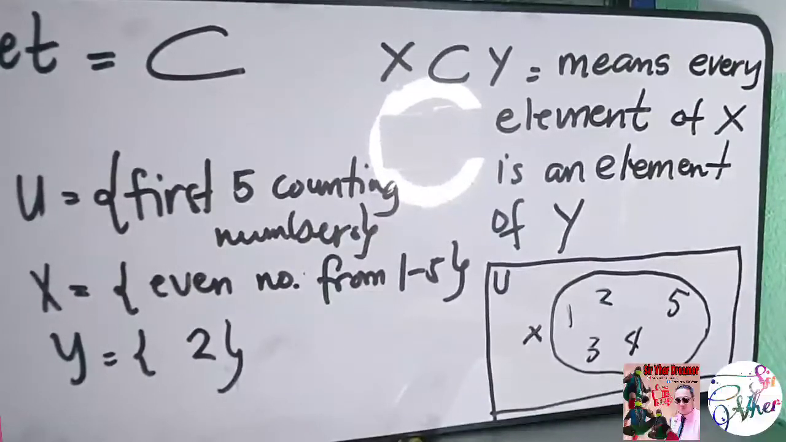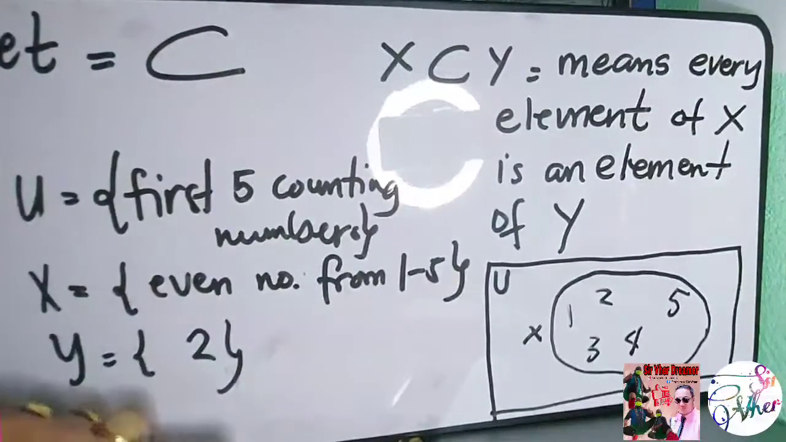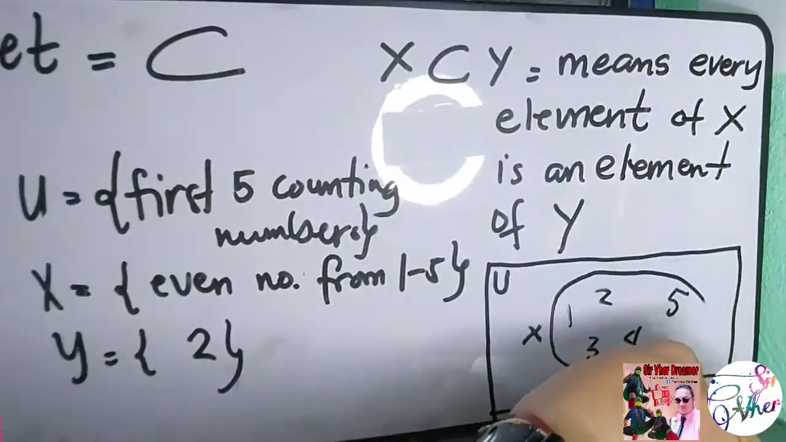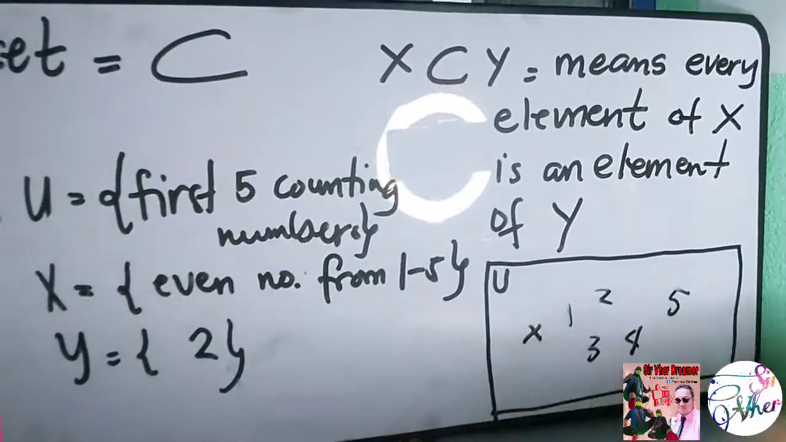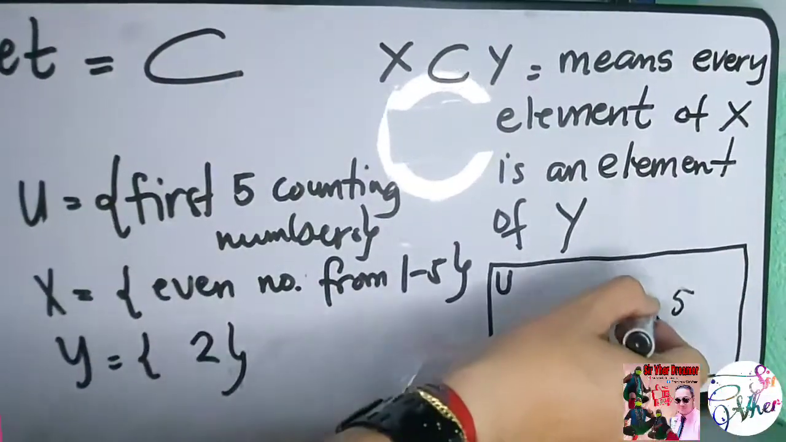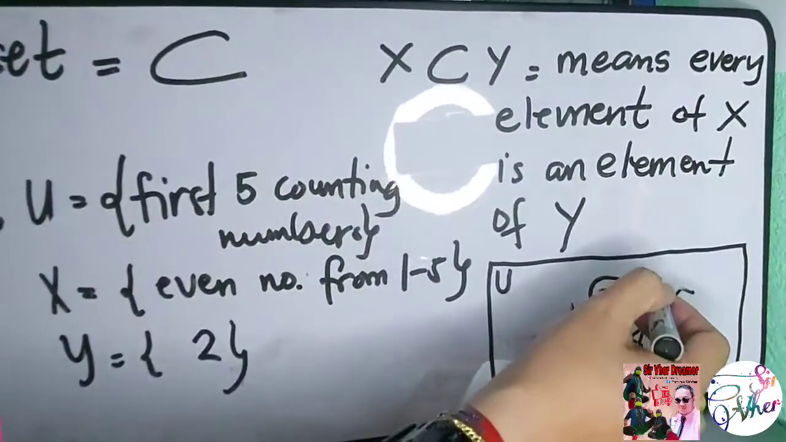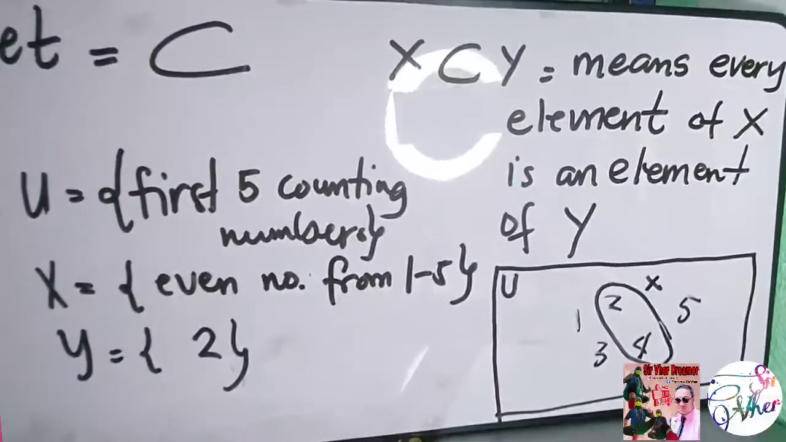Oh, wrong. So therefore, what is our answer? What elements should be encircled for set X? What are the circled elements? Even numbers only, which are 2 and 4. So these are the elements from set X. Did you get it? 2 and 4. That is set X.